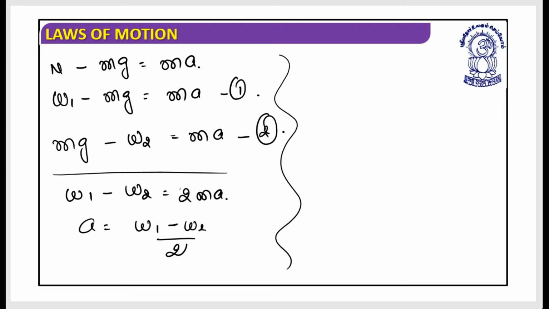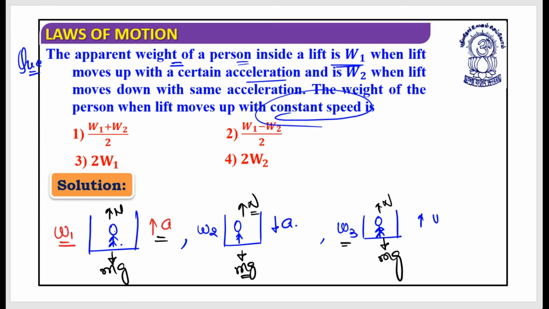After doing this, what you can do is put the value of the acceleration a in either the first relation or the second relation, and try to get it done for W3. I hope this is clear. Great.